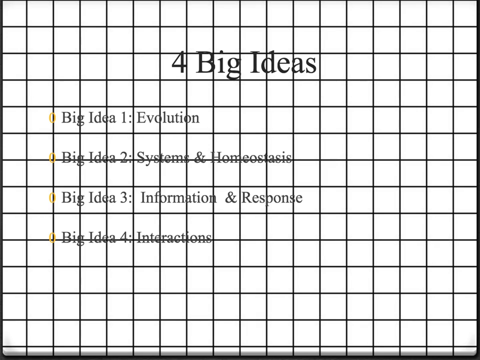And then big idea 3 is information and response. So not just nervous system information, but DNA and structural information, making proteins, making enzymes, and all of the ins and outs that are related to that. And then finally, interactions. And I guess you could use ecology in place of interactions. So how does everything work together? And again, we're going to sum it all up with evolution.